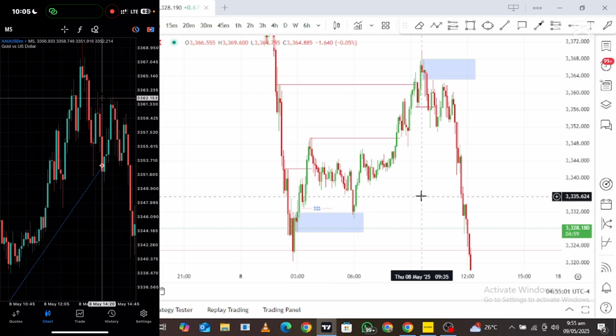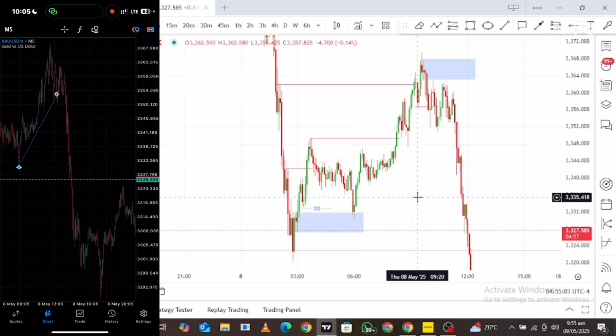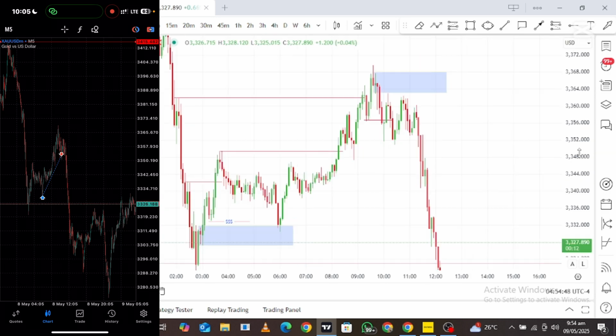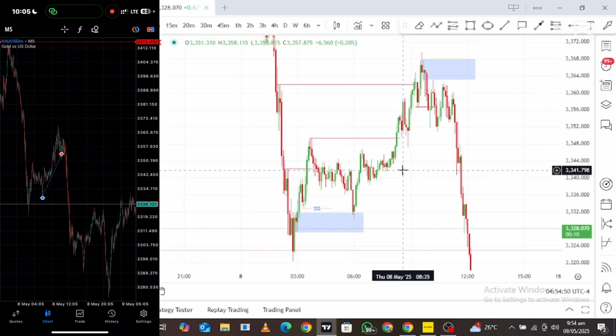So I made this particular sell trade right here. But it's okay for me to close the market right here because price ended up changing direction. So that's just for that. Let's go back to my chart right now.